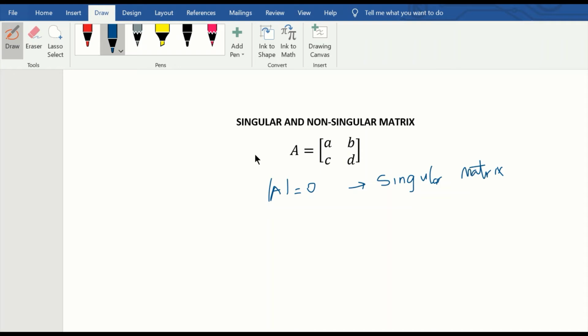And if the determinant of matrix A is not equal to 0, it is called a non-singular matrix. So in order for us to know if a matrix is singular or non-singular, we have to find the determinant of that matrix.